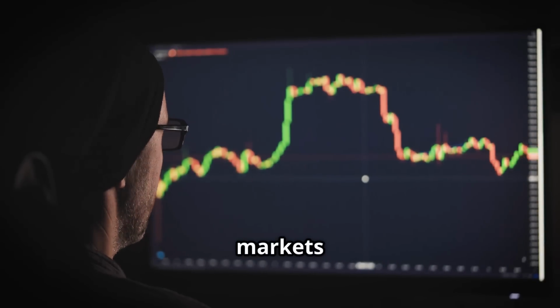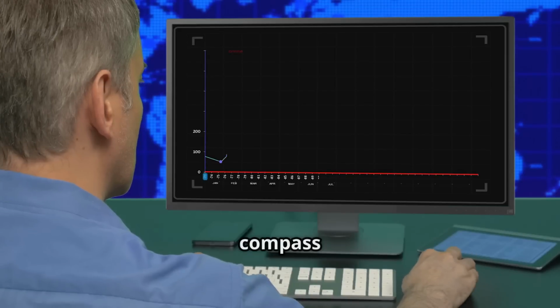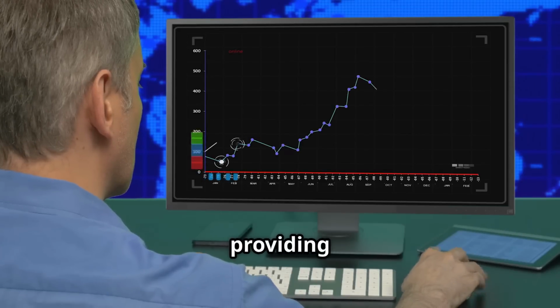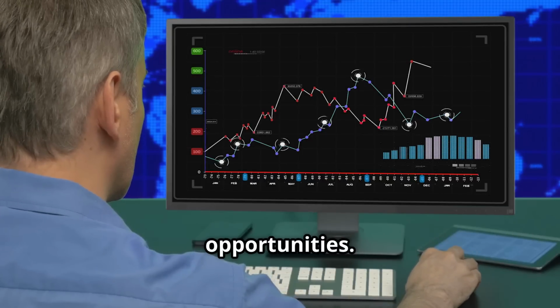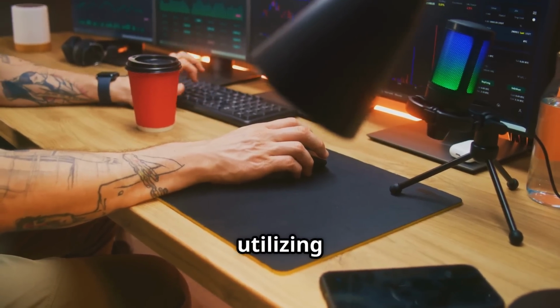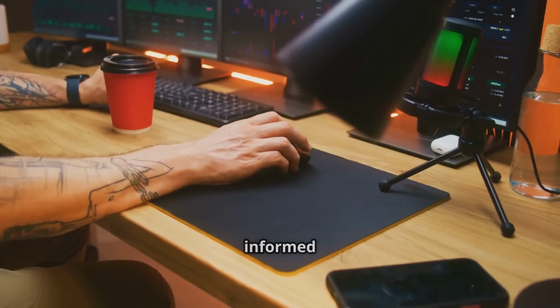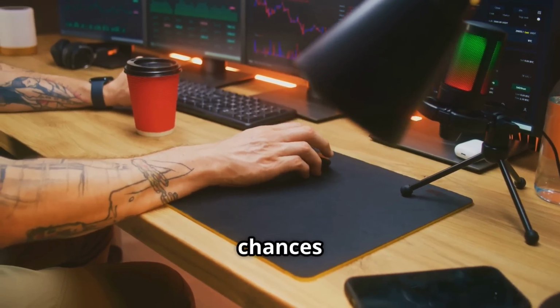Don't navigate the markets blindly. Technical analysis is the compass and roadmap for traders, providing valuable insights into market trends, momentum, and potential trading opportunities. By studying price charts and utilizing technical indicators, traders can make more informed decisions and increase their chances of success.